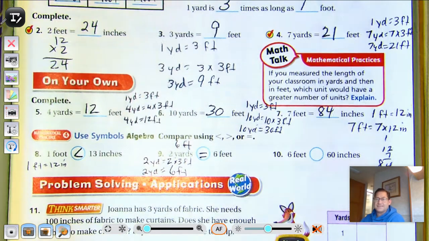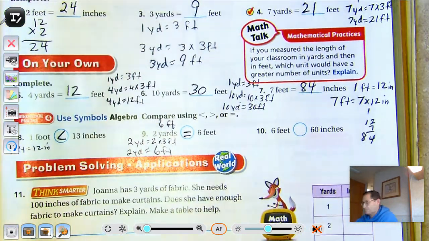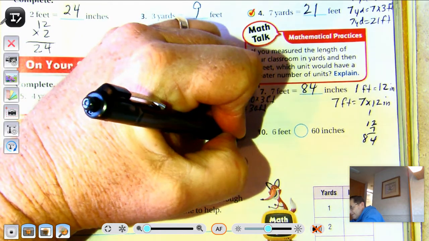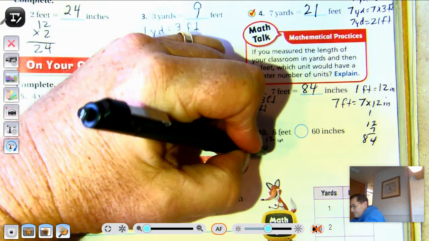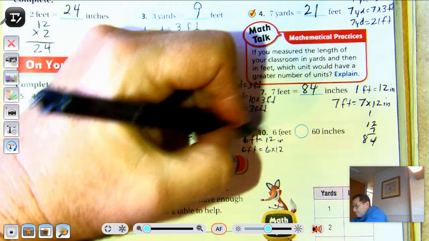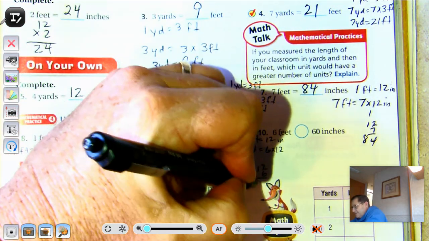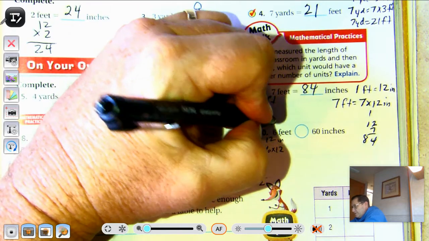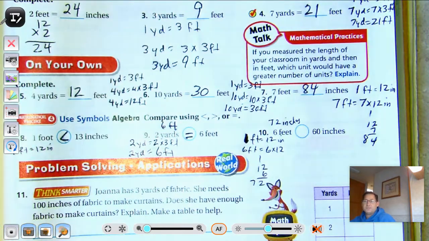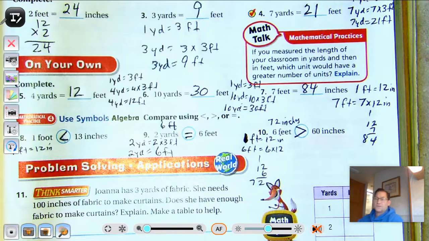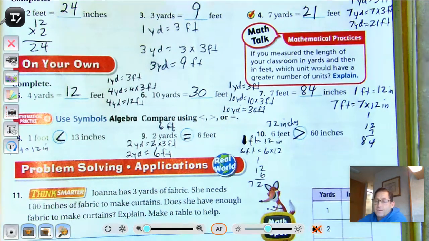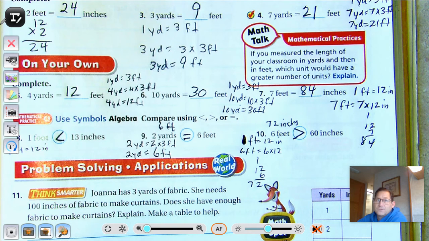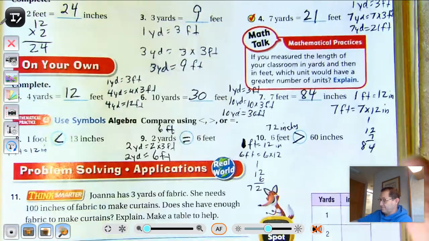All right, 6 feet compared to 60 inches. Well, we know that 1 foot is 12 inches. So 6 feet equals 6 times 12. 12 times 6 is 72. So 72 inches, or 6 feet, is greater than 60 inches. I could have just as easily turned 60 inches into feet. Okay, that would have been 12 times 5 is 60, so it would have been 5 feet. Still, 6 feet is greater than 5 feet.